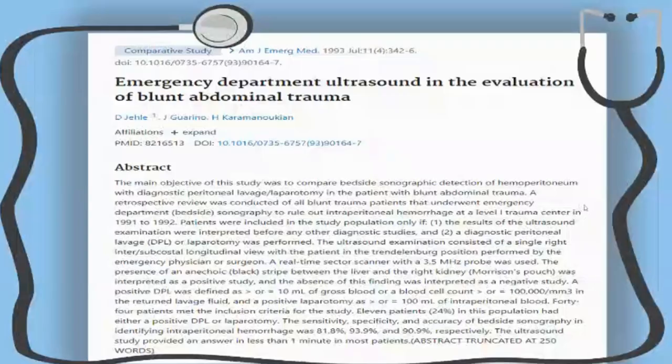This is just a little snippet from the actual article, once again reiterating that the sensitivity and specificity of bedside sonography in identifying intraperitoneal hemorrhage were 81% and 93.9% respectively. Basically, the ultrasound study provided an answer in less than 1 minute in most patients.